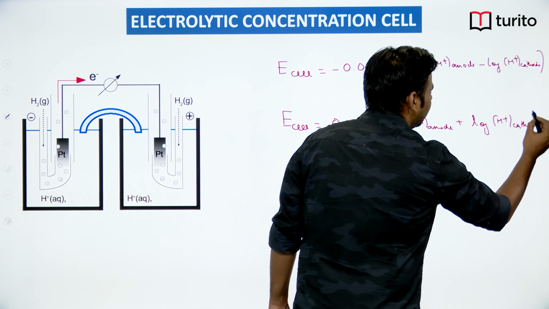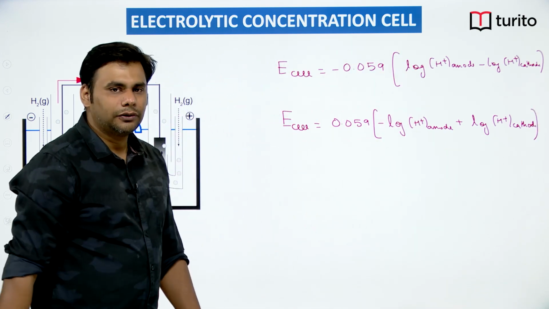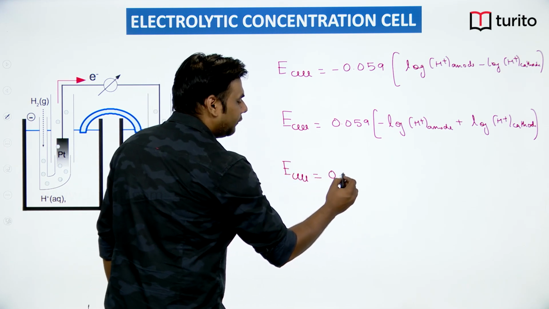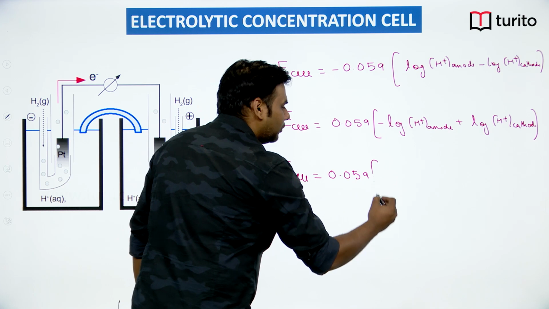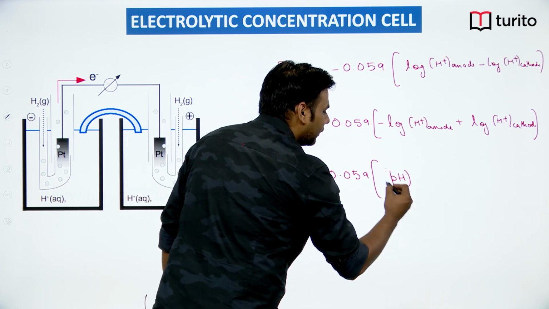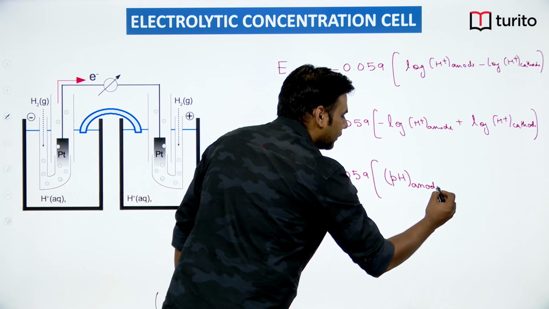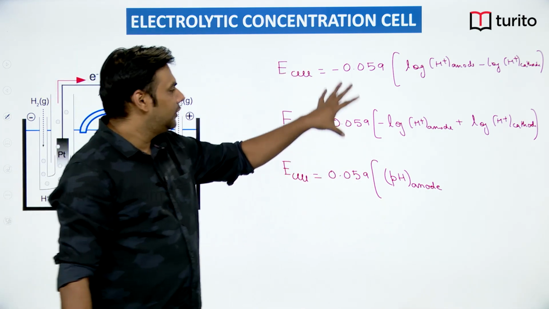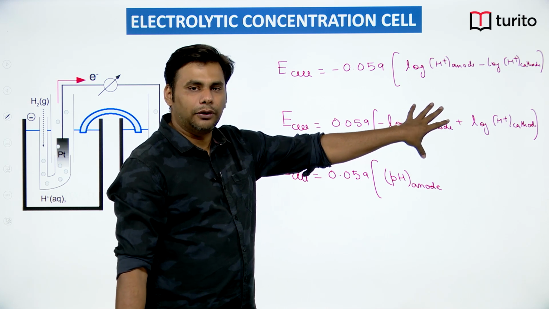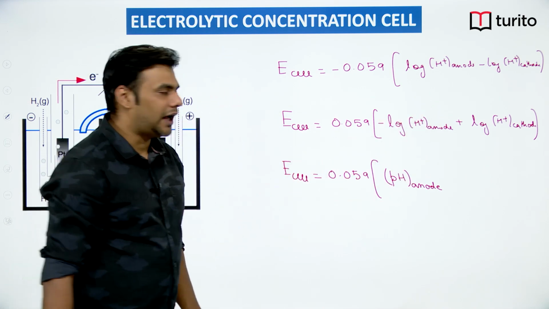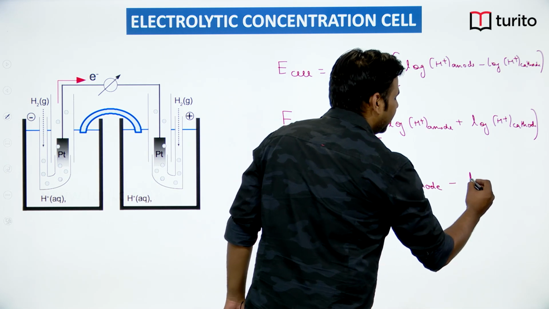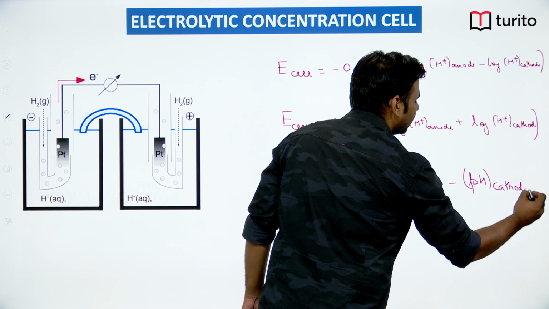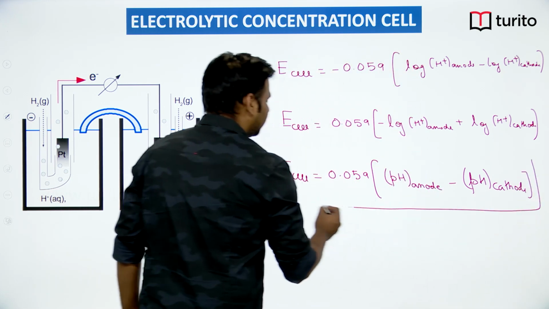Now we know that pH is minus log of H plus. So I can write E cell as 0.059 into pH of anode. pH is minus log of H plus, so this is concentration of H plus in the anodic half. So this represents the pH at anode minus pH of cathode, because log of H plus would be minus of pH.